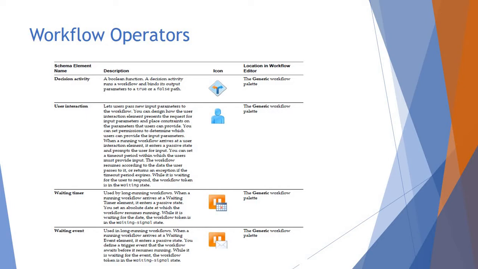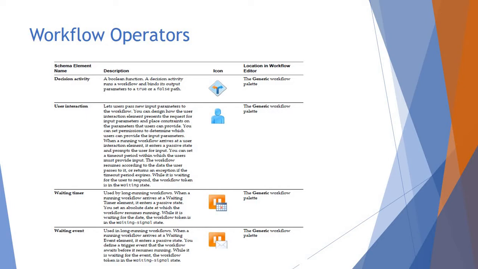Next, decision activity. A Boolean function. A decision activity runs a workflow and binds its output parameter to true or false path.